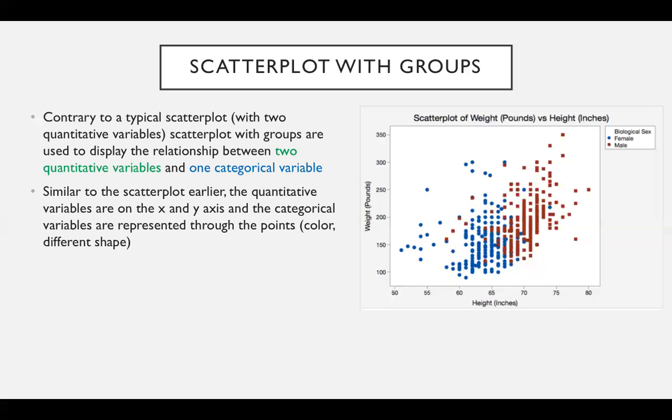The difference between scatter plot with groups and typical scatter plots is that the dots just represent two different categories. So you can tell here that the blue dots represent the females and then the red dots represent the males. So that's just the only difference between other scatter plots. Again, the quantitative variables are on the x and y axis, and then the categorical variables will be represented through the points. These will either have different colors or different shapes, so you can tell the difference.